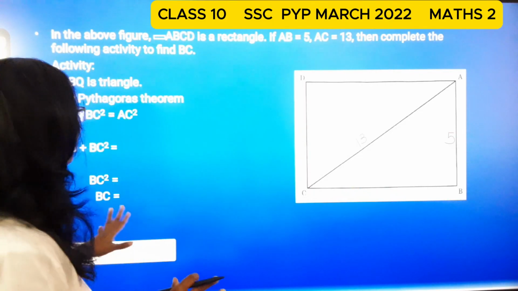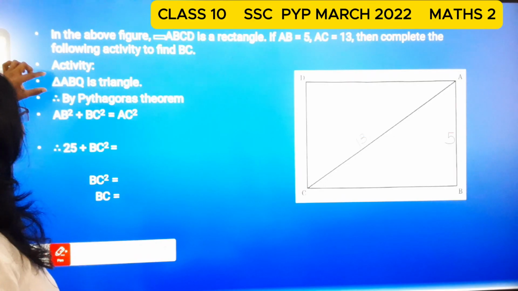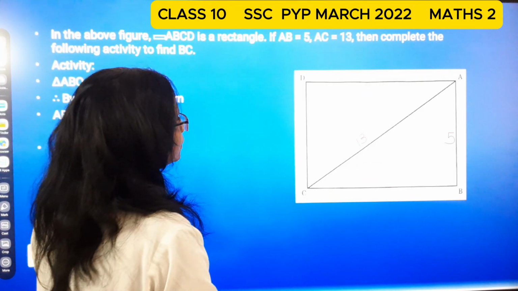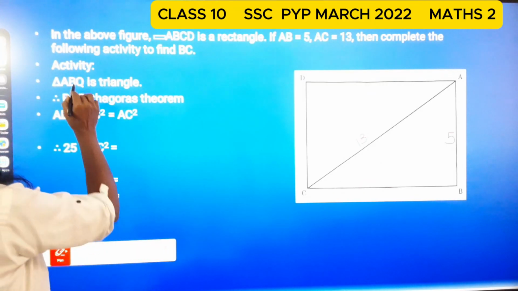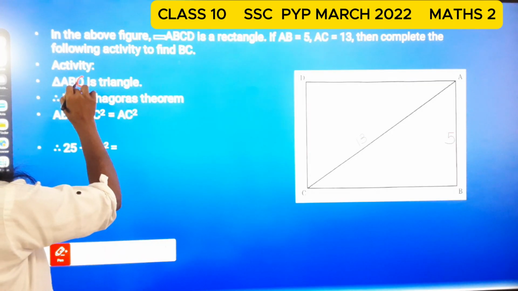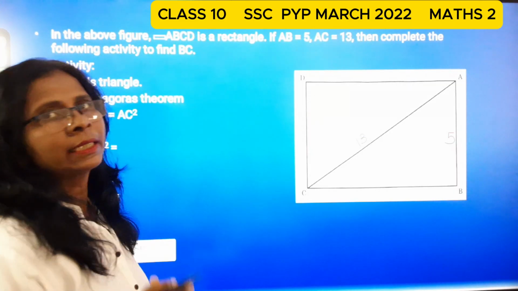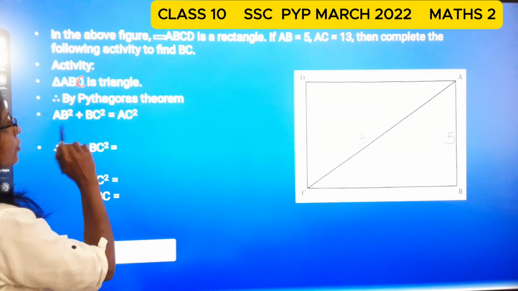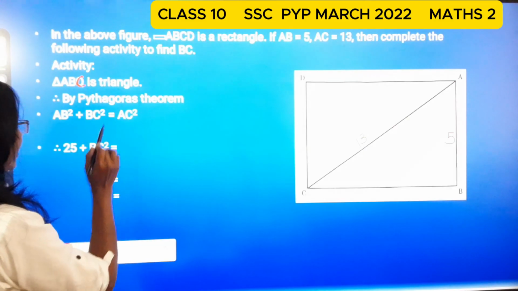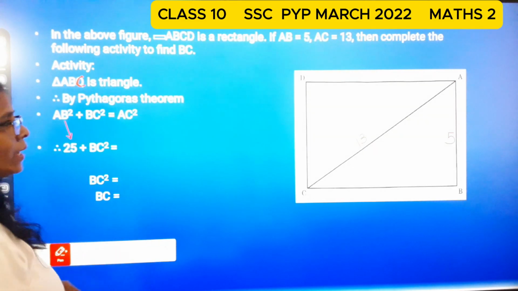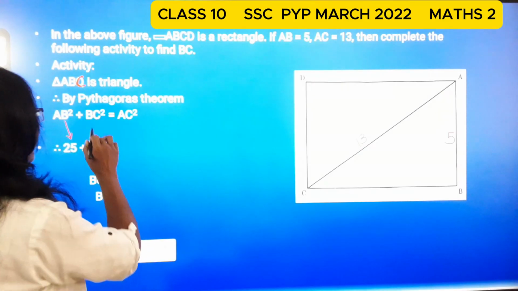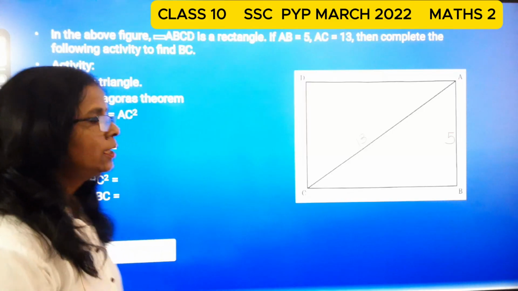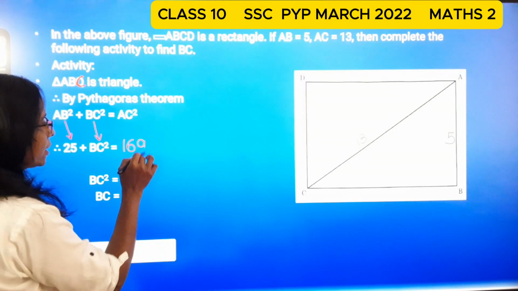Okay, so now here students, first that is the triangle ABC. Triangle ABC is a right angle triangle. So by Pythagoras theorem, AB square plus BC square is equal to AC square. So here AB square, that means 5 square, 25, then BC square and AC square, that means the square of the 13, and that is equal to 169.